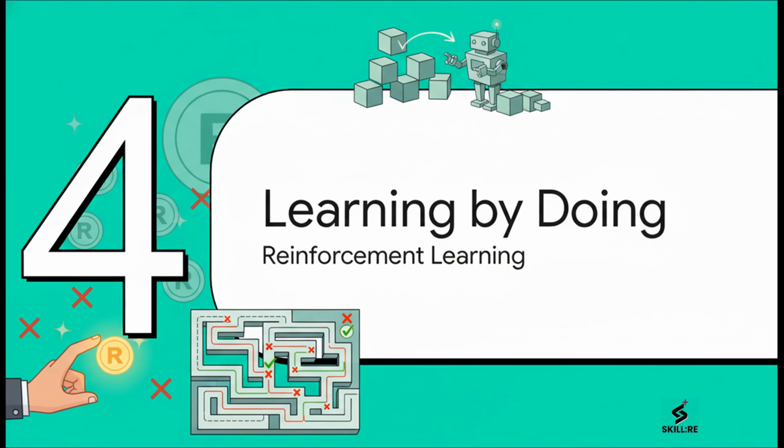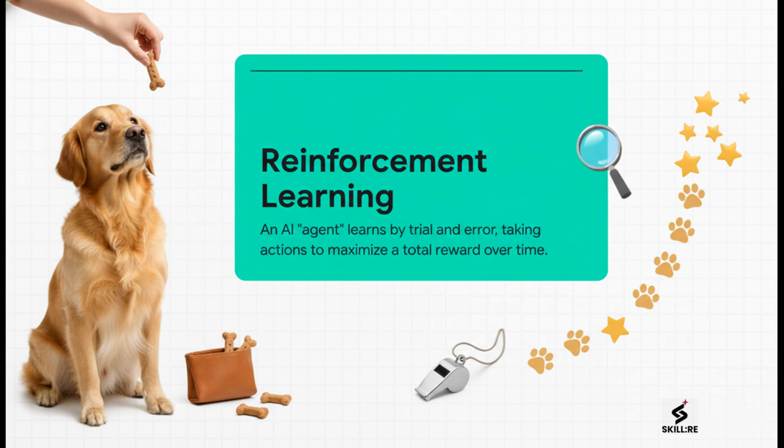This is the one that's closest to how you, me, and even animals learn, just through pure trial and error. The best way to think about this is like teaching a dog a new trick. You don't give the dog a textbook on how to sit, right? No, you give a command. If it does something close to what you want, you give it a treat. That's a reward. If it doesn't, it gets nothing. And over time, the dog just figures out the exact sequence of actions that leads to the most treats.